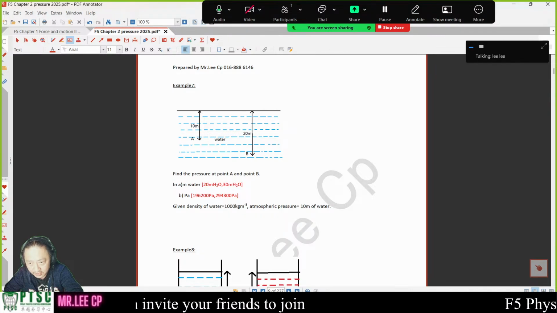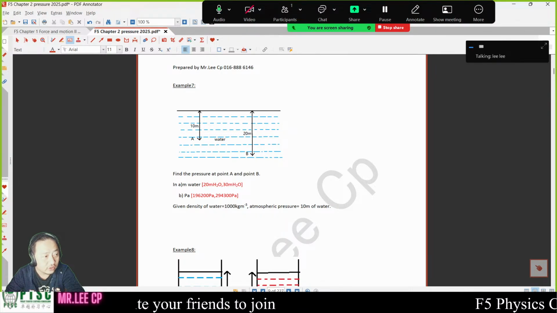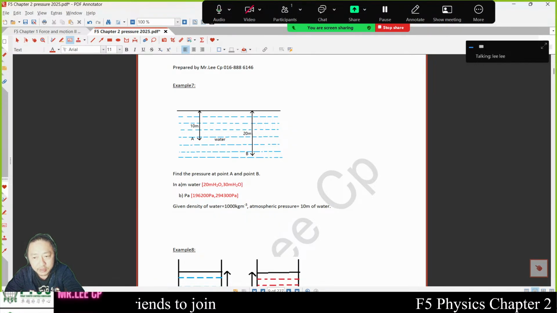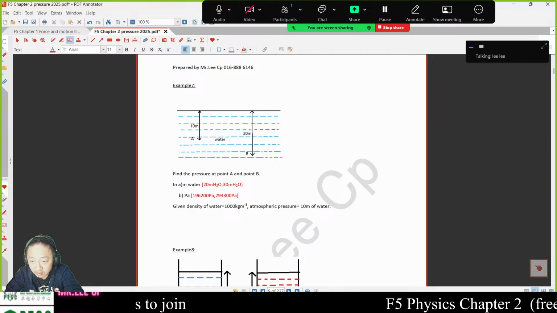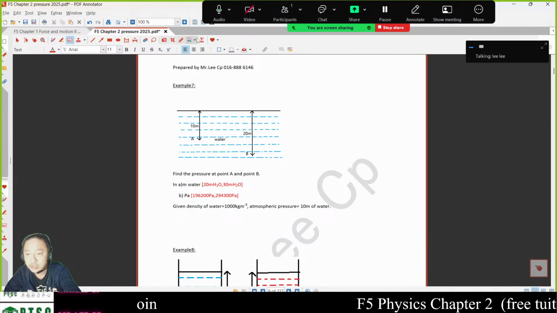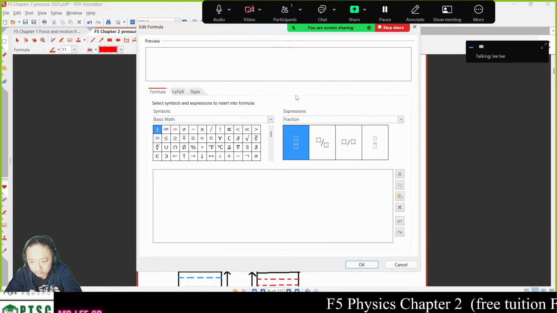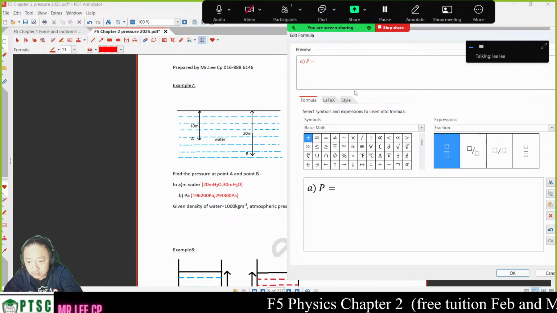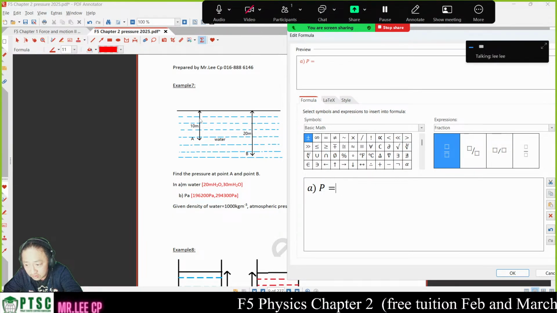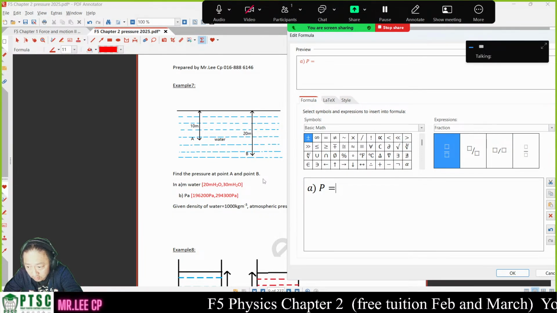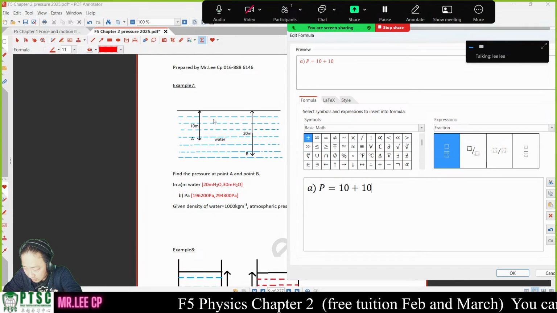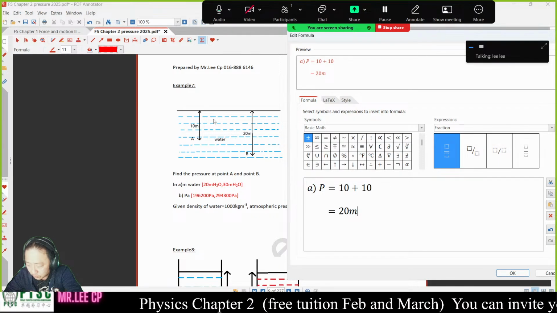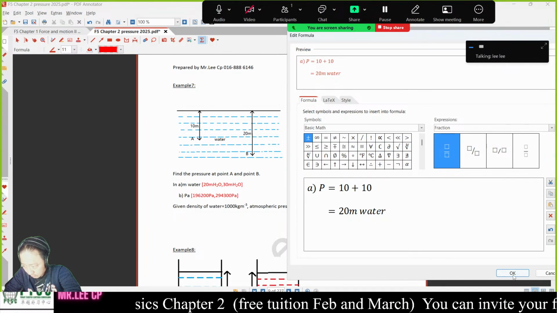All right. Example here. Now it is important. Don't leave first. This one is very, very important. Find the pressure at point A and point B. Pressure at A is equal to 10 plus 10, right? So it is equal to 20 meters of water.